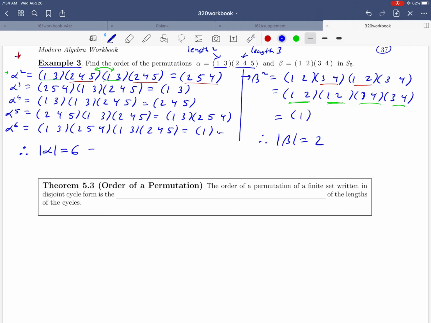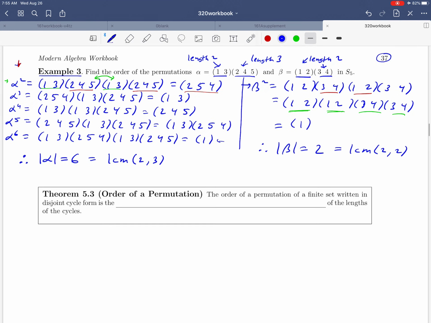Notice that the 6 that we got is the least common multiple of those two numbers, the least common multiple of 2 and 3. This might remind you of a theorem that you saw back in a previous chapter. It was either chapter 3 or 4. Kind of a similar thing is going on here. And the same thing happens with beta over here to the right. In that case we've got cycles of length 2 and 2. In both cases, the 2 that we got is the least common multiple of 2 with itself.